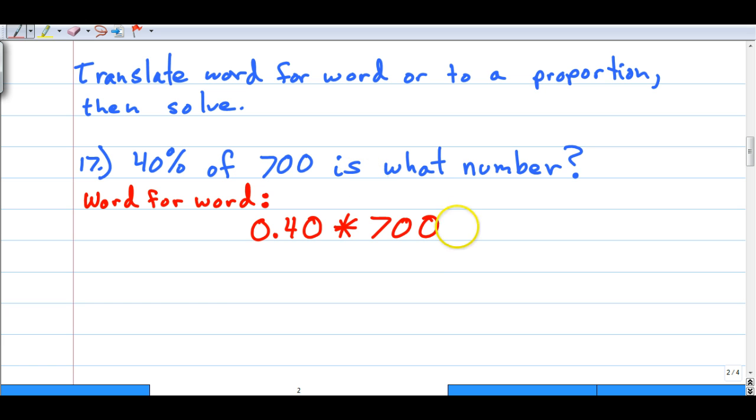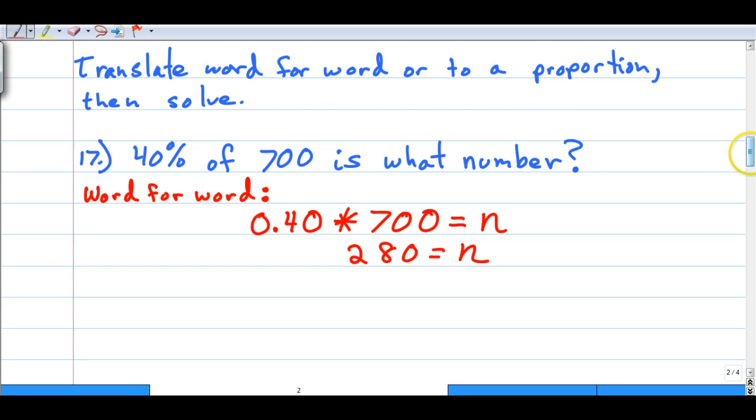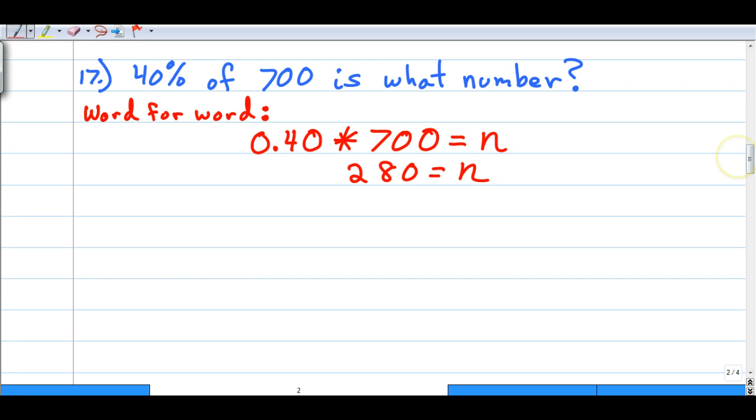The word is means equals, and then what number? Well, we can put any variable in here we wish. I'm going to put an n. So a 0.4 times 700 gives me 280 equals n. So there's one way to solve the problem. Let's take the same problem and let's use a proportion.